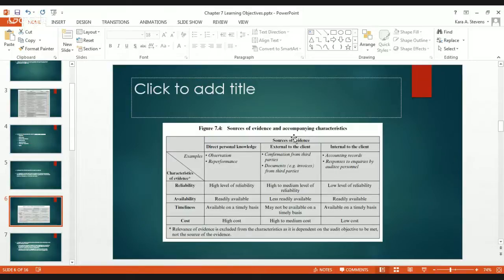If we look at external information, getting confirmations from a third party or documentation like invoices directly from a third party, the level of reliability, we're saying high to medium.